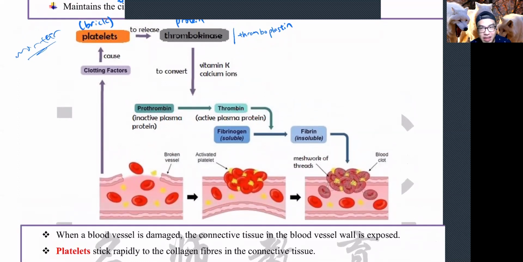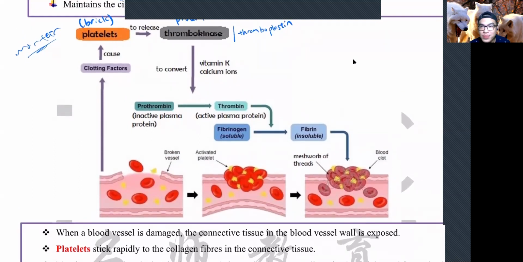And then this thrombin will go and convert fibrinogen. What is fibrinogen? Fibrinogen is also another protein inside your blood, and this thing is soluble. Can you see? Soluble, as in it's soluble in water, like a salt. So this thrombin will go and activate this fibrinogen to become fibrin. This is our key guy, our important guy.